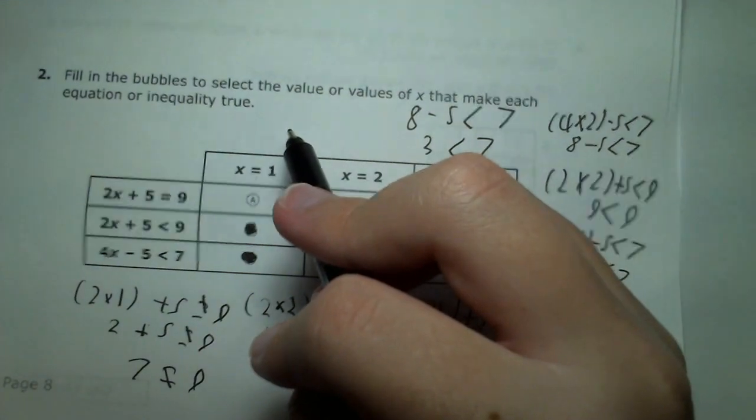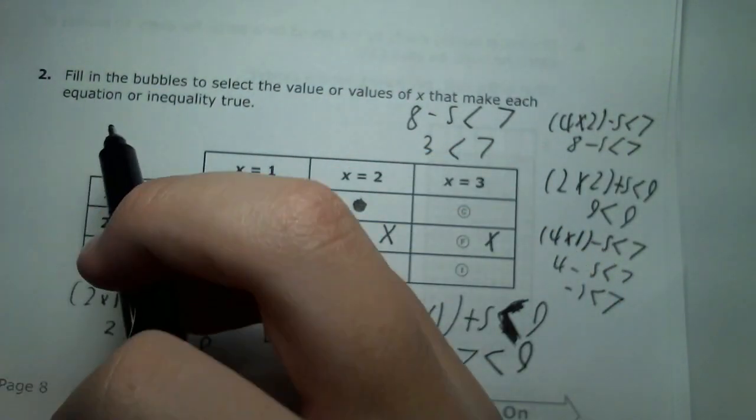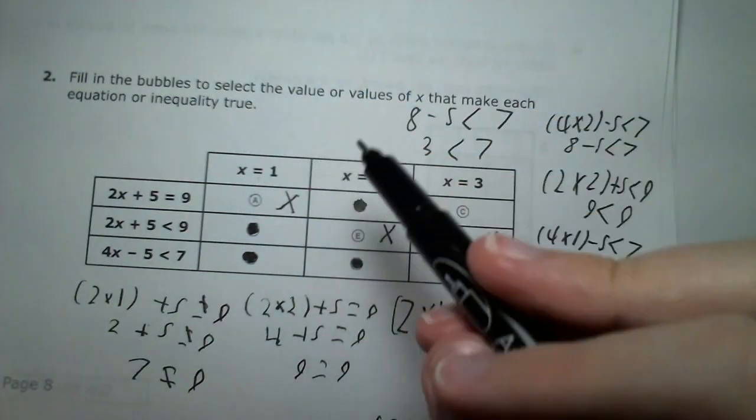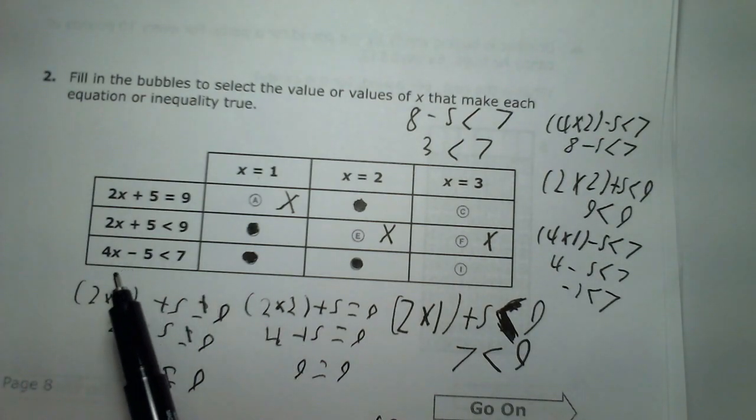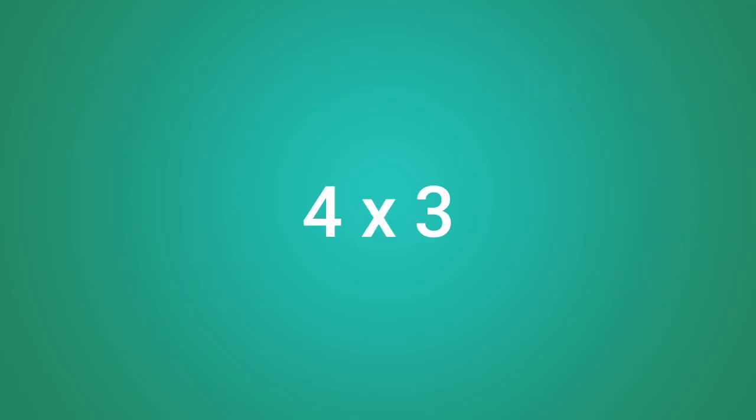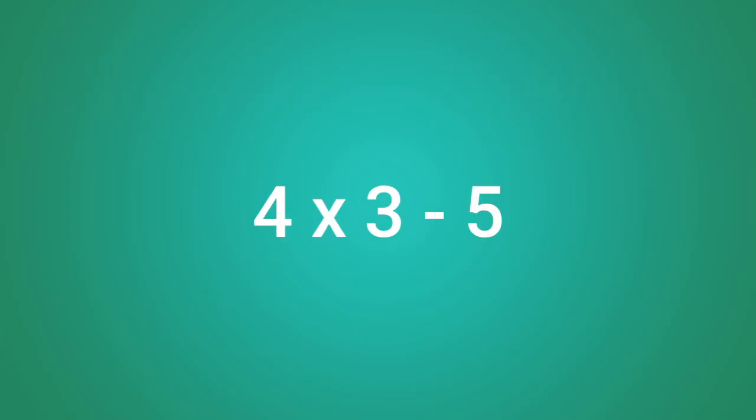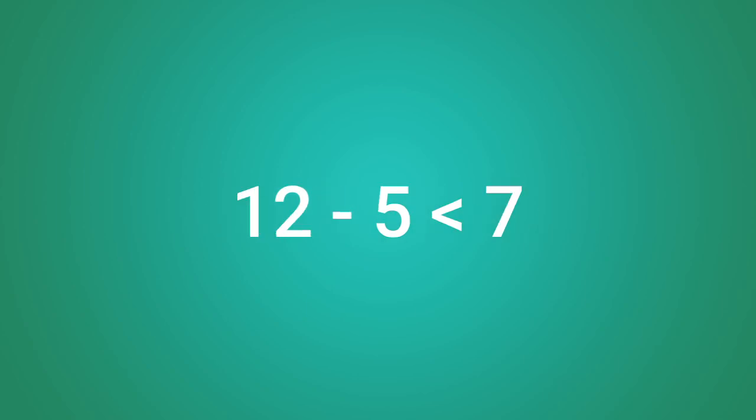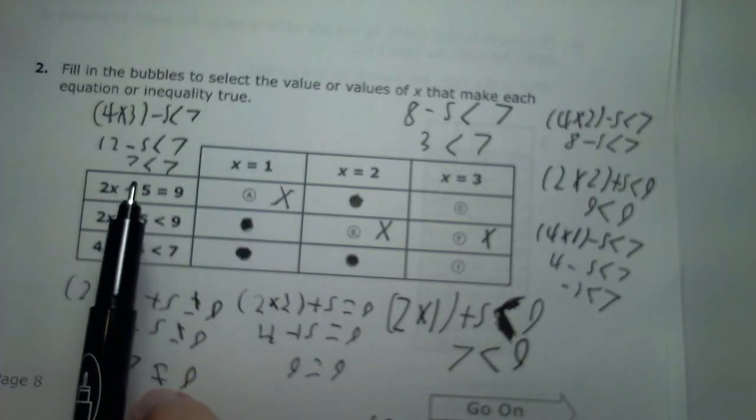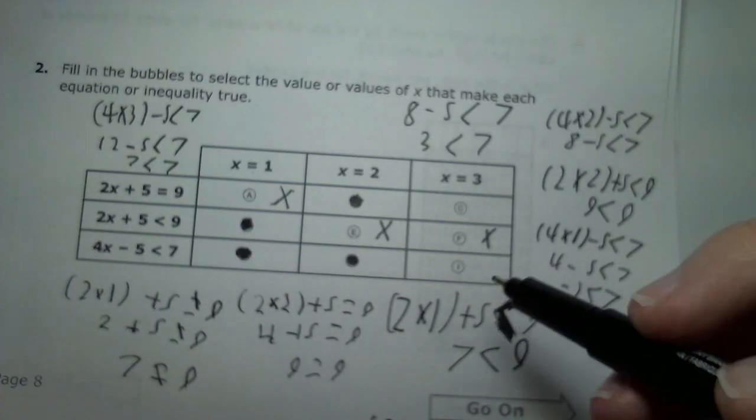There's one more question. Okay. So our last one is replacing 4x with 4 times 3. So 4 times 3 minus 5 less than 7. 4 times 3 is 12. 12 minus 5 is 7. And we know that 7 is not less than 7. It's equal. So we can cross this off.